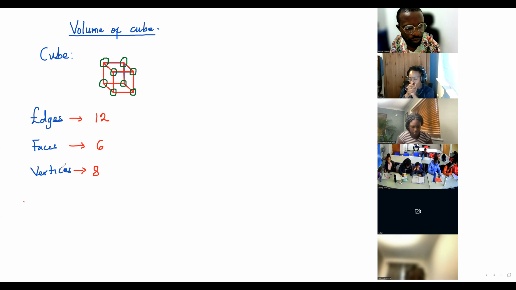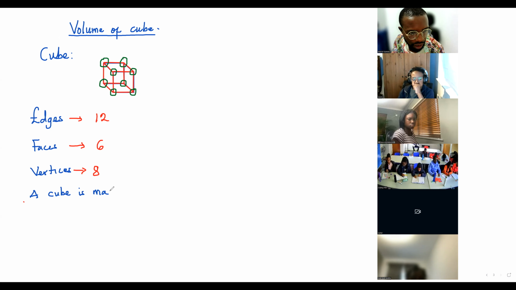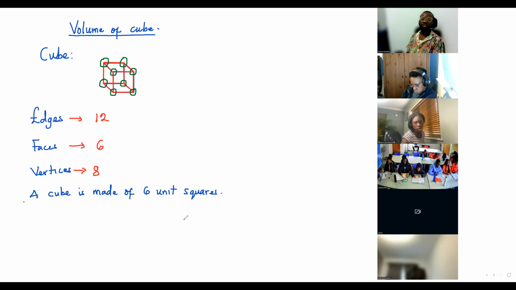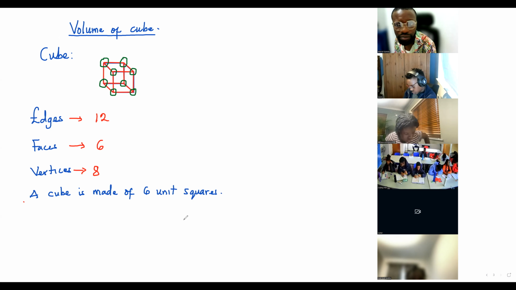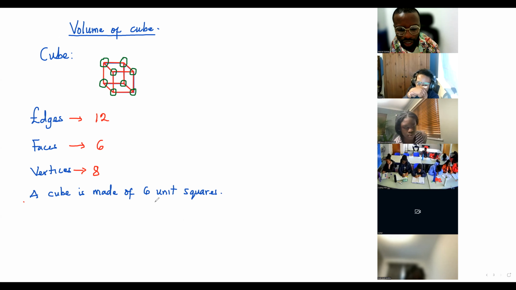So all the sides or all the faces, okay, let's say a cube is made of 6 unit squares. It is made of 6 unit squares.